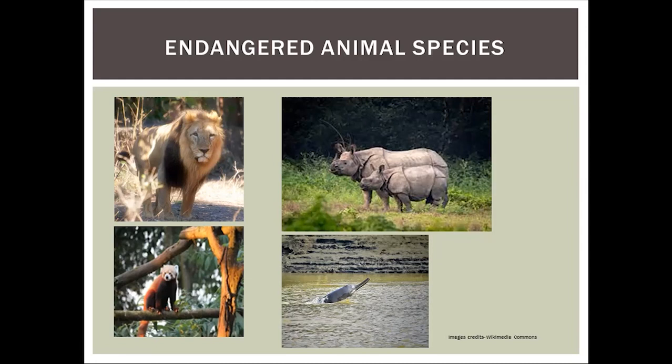Then the second species we have discussed was the one-horned rhinoceros, that is the greater one-horned rhinoceros, or the Indian rhino. It is found in the state of Assam in 4 protected areas. The main threat to this species is poaching. The horn of this animal is believed to have medicinal properties. And there is a project by the government of India, that is Project Rhino, for its conservation.